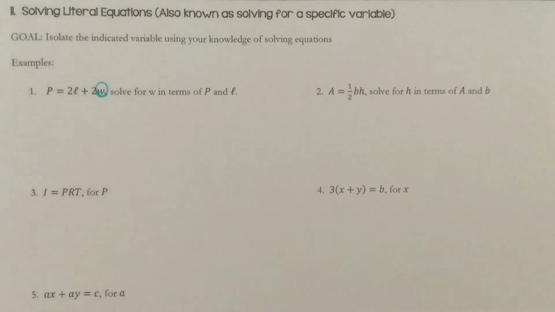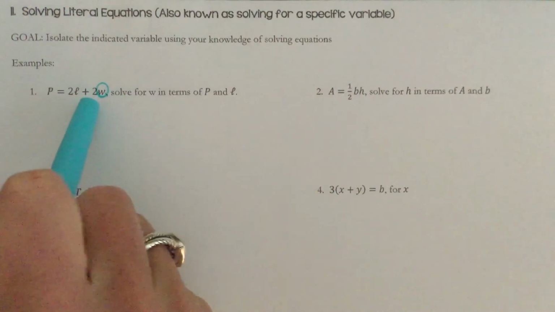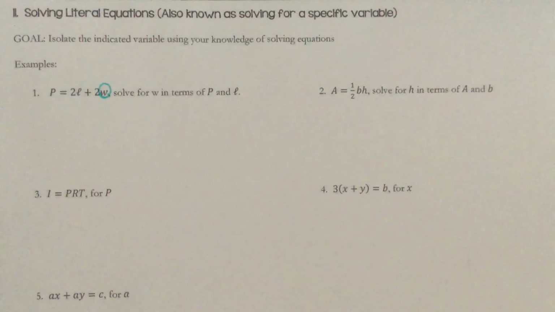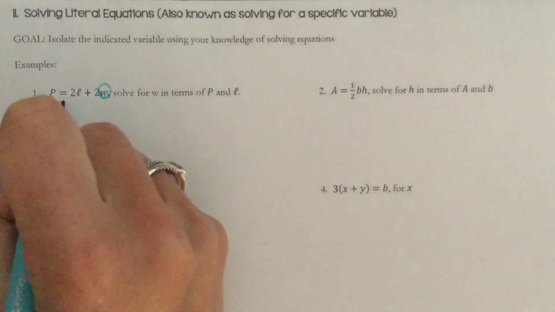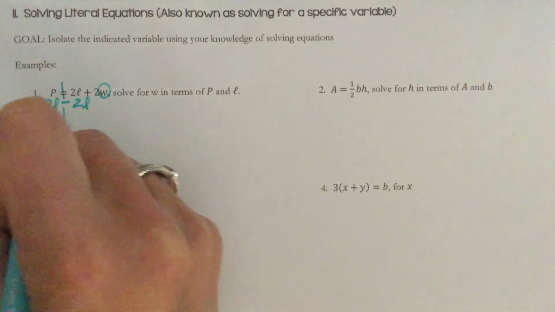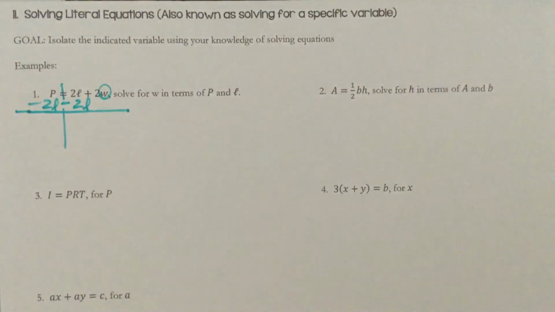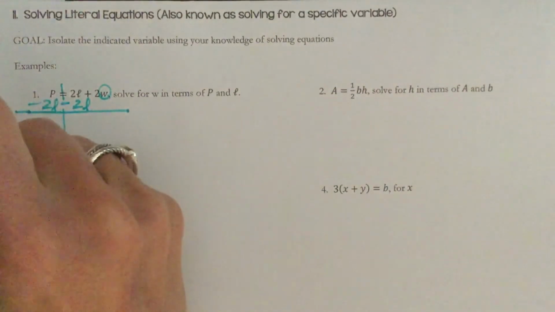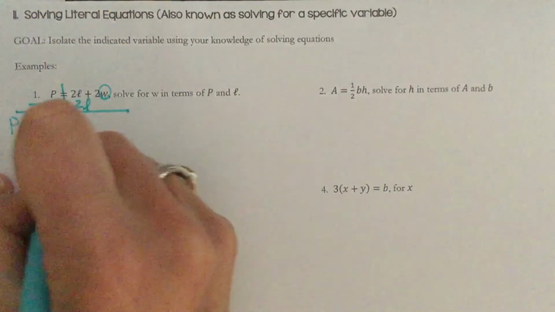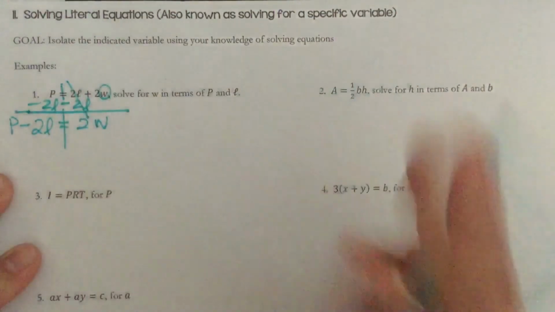Now we will move things over by addition or subtraction. To get this W by itself, I'm going to have to get rid of the 2 that is in front of it, but also the 2L that is added to it. Again, addition and subtraction comes first, so I'm going to subtract the 2L on both sides of my equal sign. On the left-hand side, P and 2L are not like terms. So I am going to simply write this as P minus 2L. I cannot combine them. On the right-hand side, 2L and negative 2L cancel, and I'm left with 2W.